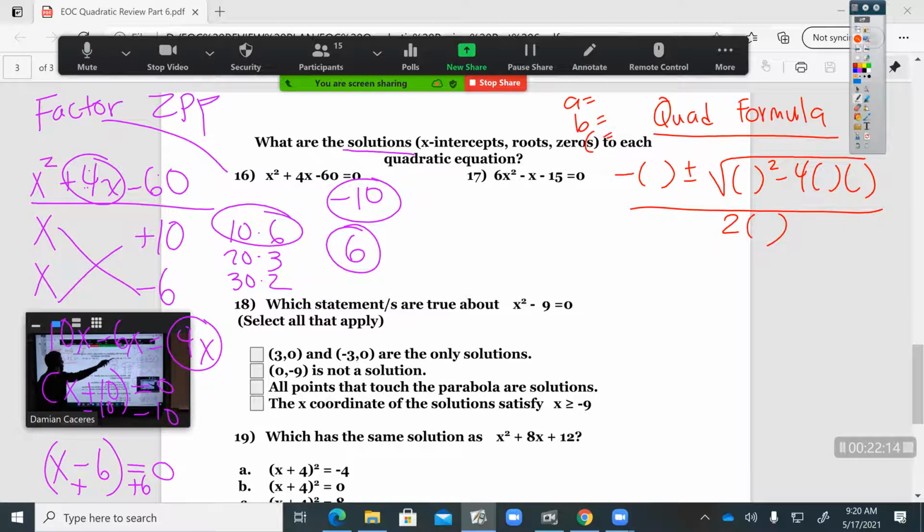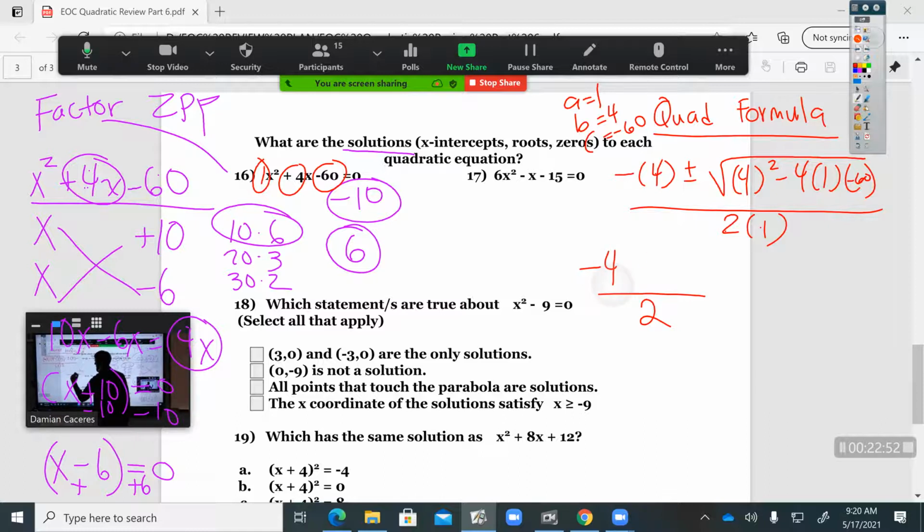So a is 1, b is 4, and c is negative 60. Now we just plug them in here. So here we put b in the first two parentheses. Next, we put the a value in the middle and the bottom. And the last one's always your c value, which is negative 60. Now, the bottom part is a 2. That stays like that. This left side is a negative 4.